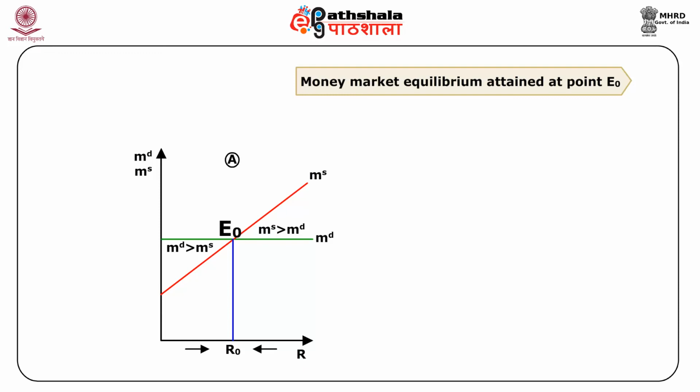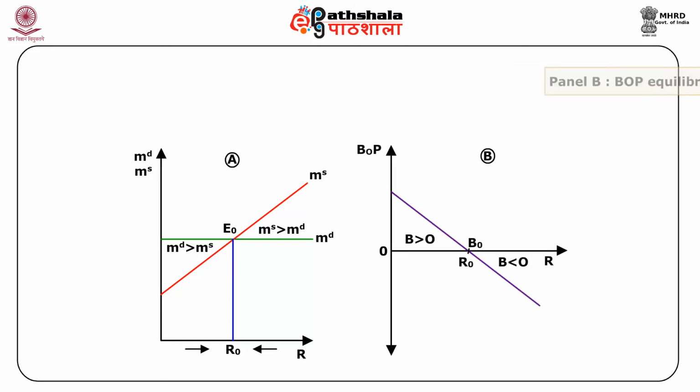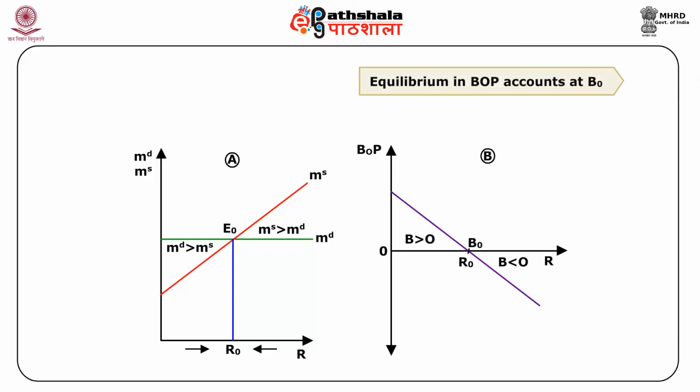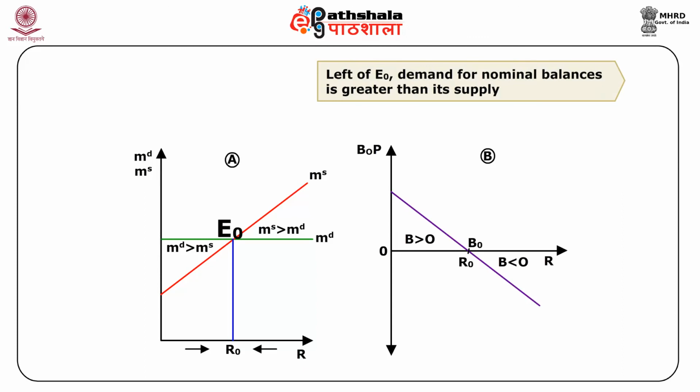Money market equilibrium is attained where demand for nominal balances is equal to its supply, or at point E naught. In panel B, balance of payment equilibrium is shown. Corresponding to point E naught, equilibrium in balance of payment account is attained at point B naught. To any point on the left of E naught, demand for nominal balances is greater than its supply.